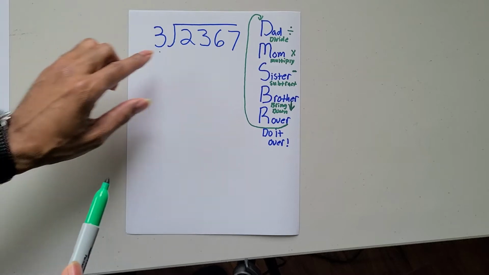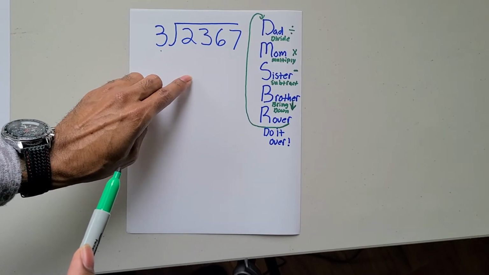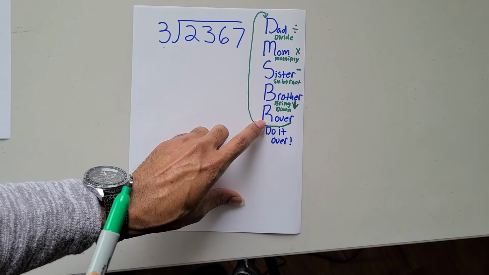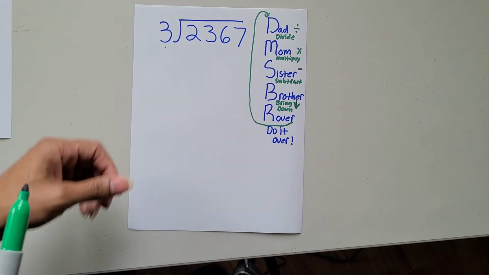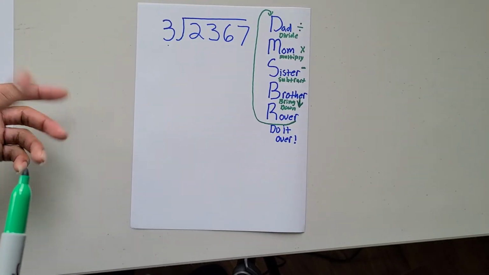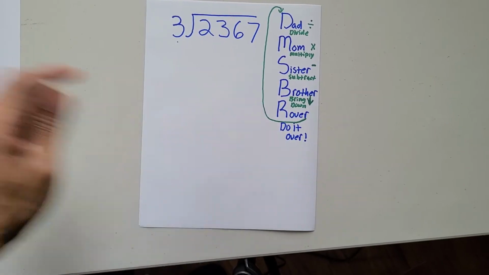Now, bring down is any number over here that we need to bring down when we are solving our problem. We'll get to that step in a few. And then rover. Rover is our family pet. It can be a puppy or it can be a kitten. It doesn't matter. But rover will do it over.